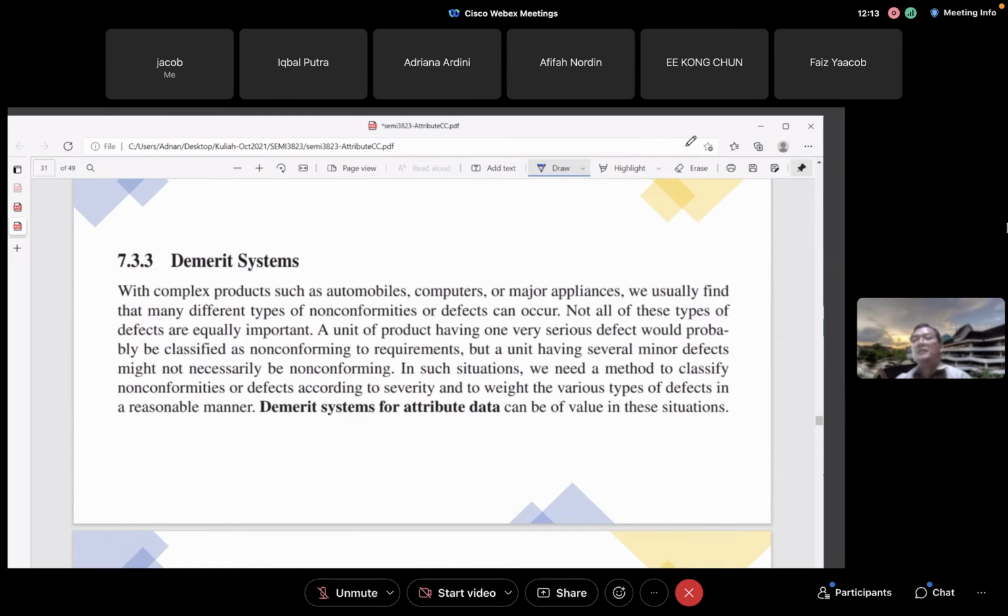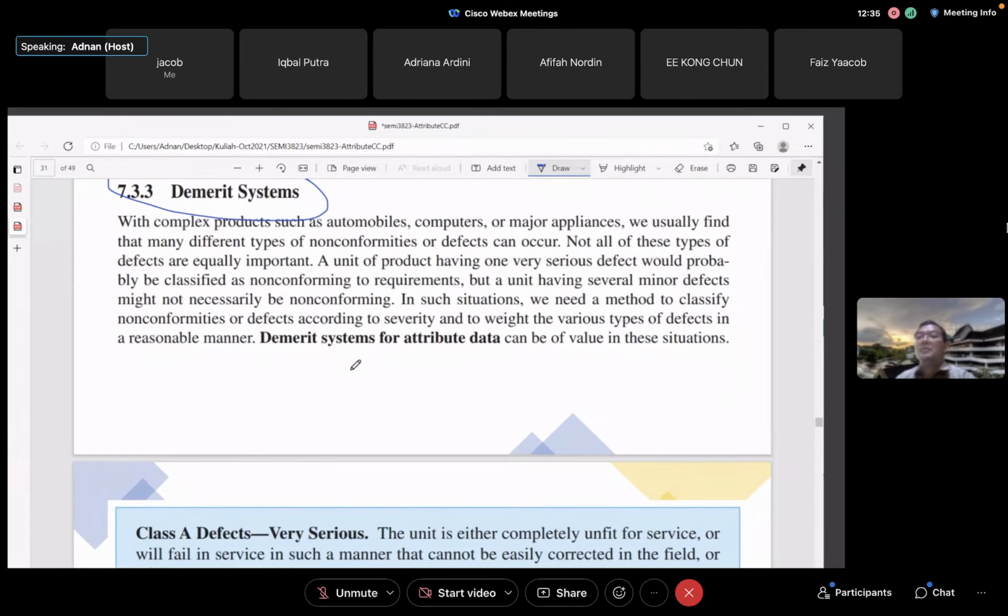Okay, there is another chart that I have not discussed. This is referred to as the demerit control chart. Why do we need demerit? Because the severity of defects is not the same, so we can use the demerit control chart for this purpose.